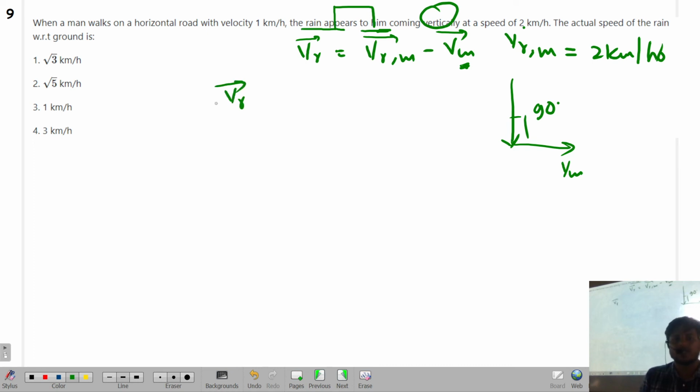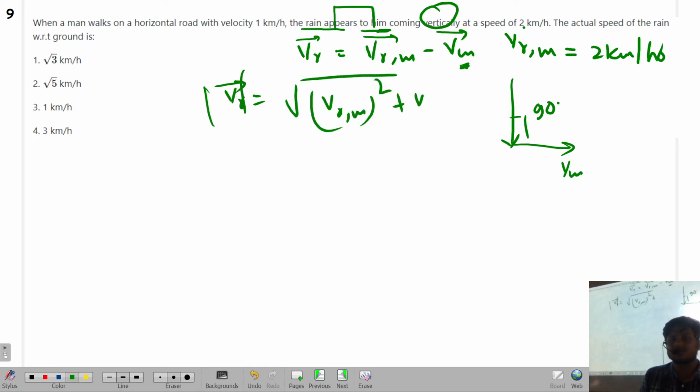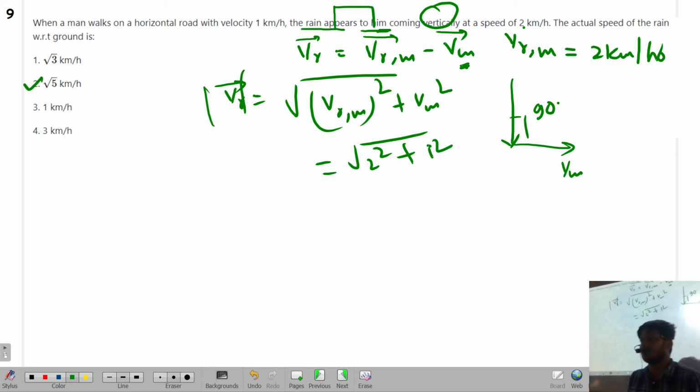So therefore, velocity of rain is going to be how much? Root over velocity of rain with respect to man square plus velocity of man square. That is root over 2 square plus 1 square, equal to root 5 kilometer per hour. Got it or not? Are you able to get me or not? Can I move to next question?